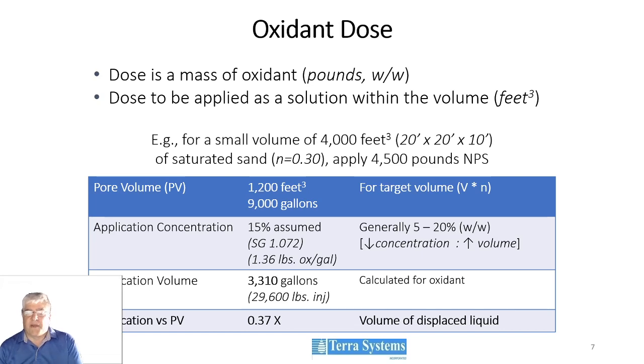You then compare that to the available pore volume at a site, and you come up with the pore volume of 0.37 times, or in other words, you're trying to inject 37% of the available water in that target area. That's the volume of displaced fluid. The more fluid you're adding, of course, the more material you're displacing, the more difficult it is to get that material into the ground.